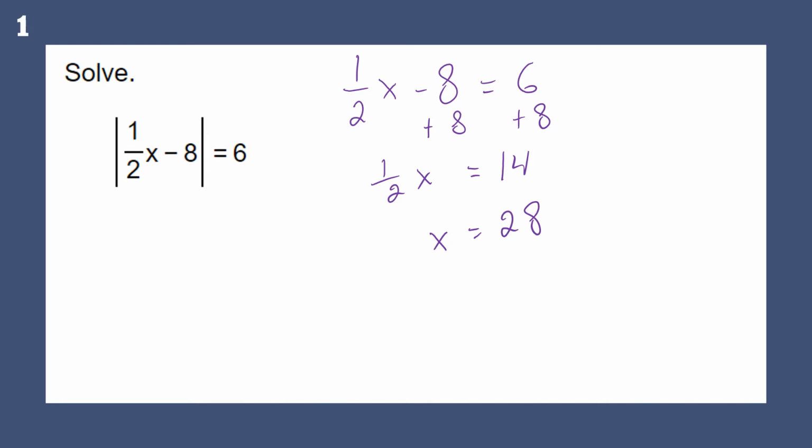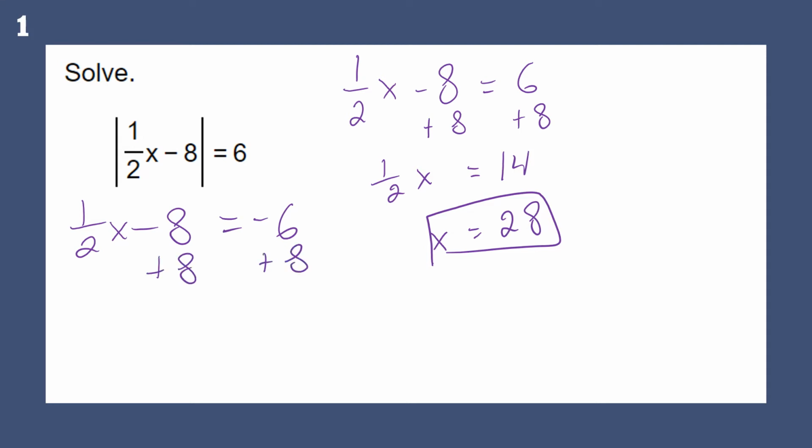Since no matter what I put in there, whether it's positive or negative, it's going to end up being a positive, I have another possibility for what 1/2 x minus 8 could equal. It might equal 6, or the other option, it could equal -6. Now we solve that equation in the same way. We add 8, and that gives me 2. So we have 1/2 x equals 2. Multiply both sides by 2, and I get x equals 4.